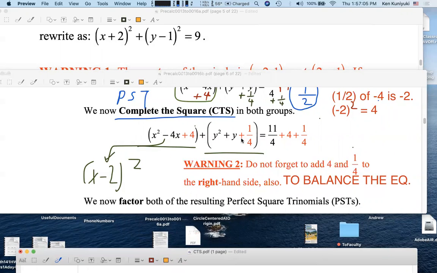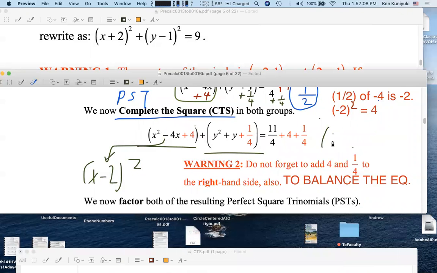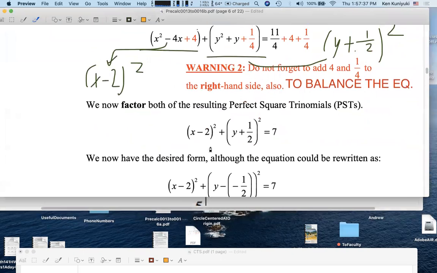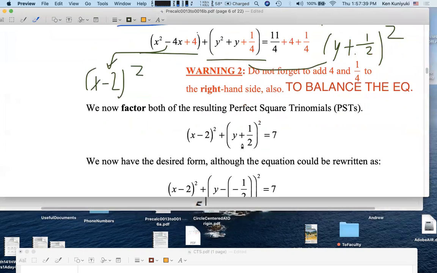Likewise over here, when you factor that, you're going to get y, the middle sign's a plus sign. Well, half of 1, that linear coefficient, half of 1 is 1/2. So we want y plus 1/2 all squared. Okay, observe that the square of 1/2 is 1/4. The square root of 1/4 is 1/2. So when we factor these two PSTs, we get the square of x minus 2 plus the square of y plus 1/2 equals 7.